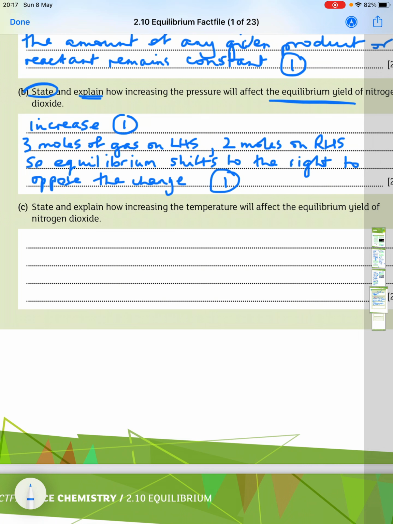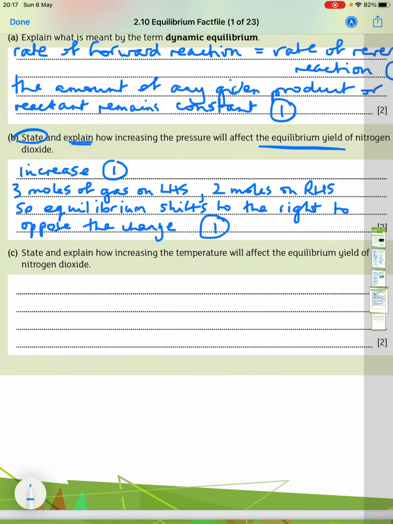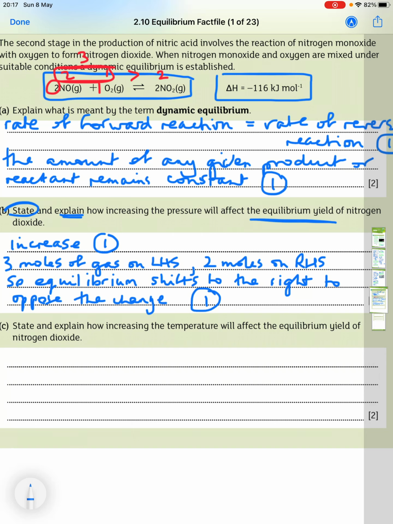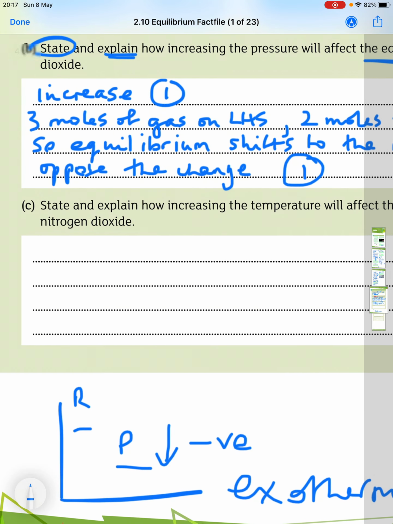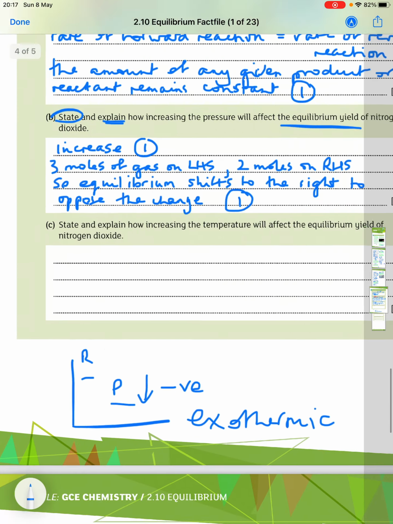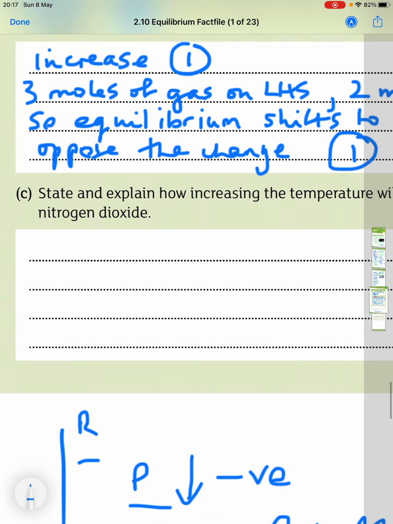Okay, C, explain how increasing the temperature will affect the equilibrium yield. So you remember here that the overall enthalpy change was minus 116. And I like to think of the little diagram. So you have your reactants and your products, and then it's going down, so it's negative, which means it is an exothermic reaction. So that means that if you increase the temperature, it's going to shift the reaction in the opposite direction. It's going to go backwards to try and cool the system. So the question says again, how it will affect the equilibrium yield. So the yield will decrease.